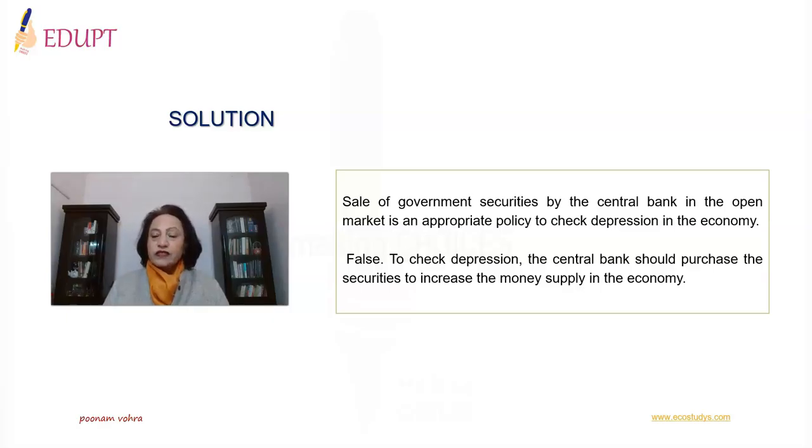It's a false statement. In order to check depression in the economy, the central bank will purchase the securities in order to increase the money supply in the economy. Because sale of securities would mean contraction of money supply, whereas the purpose is to expand the money supply because it is deflation in the country. So the statement is false.